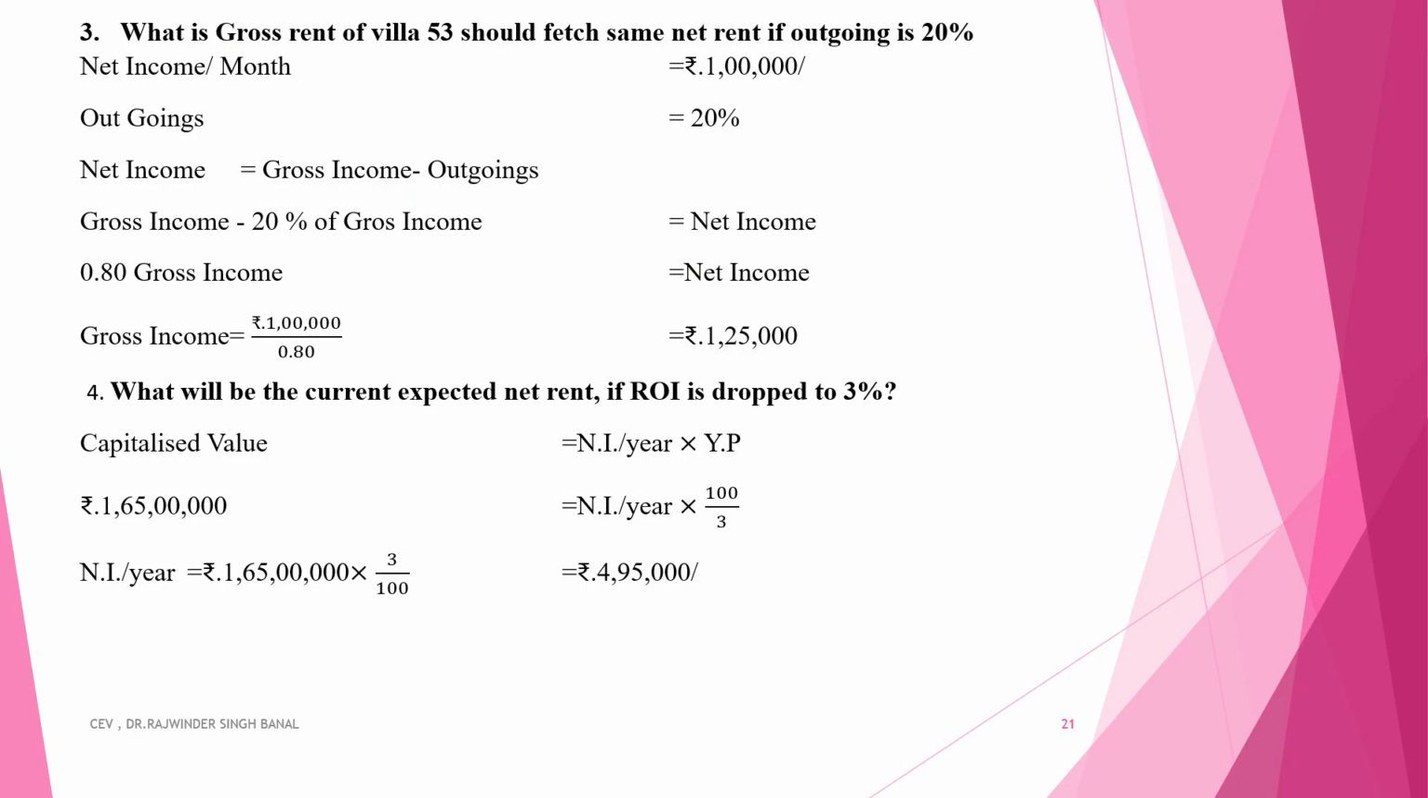Third, what is the gross rent the villa would fetch if the outgoing is 20%? So net income is 1 lakh, 20% is outgoing. Gross income minus 20% of gross income is net income. So net income equals gross income minus outgoings. Outgoings are 20% of gross income. So 0.8 gross income equals net income. So gross income equals net income divided by 0.80. Net income is 1 lakh divided by 0.80. So 1 lakh 25,000 would be the gross rent if the outgoings are 20%.